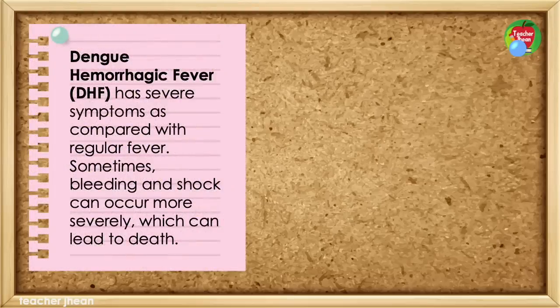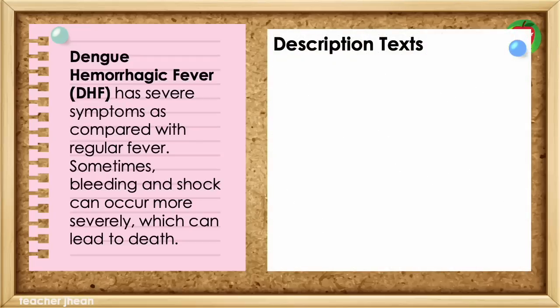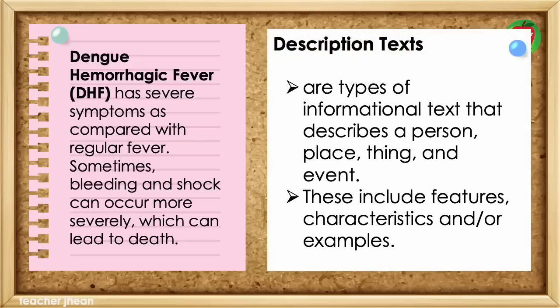What information did you get from the first paragraph? Dengue hemorrhagic fever or DHF has severe symptoms as compared with regular fever. Sometimes bleeding and shock can occur more severely, which can lead to death. This kind of text is a description text. These are types of informational text that describe a person, place, thing, and event. These include features, characteristics, and/or examples.